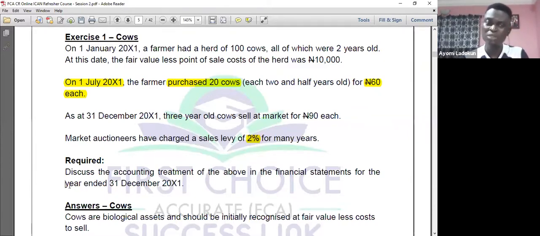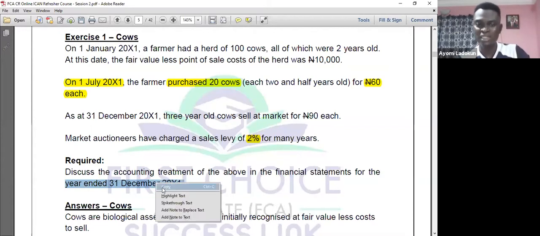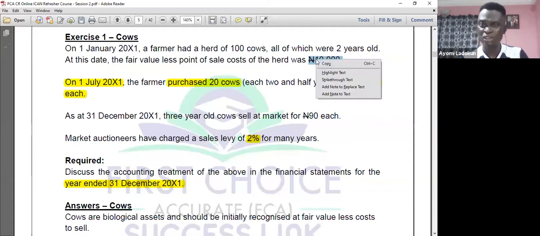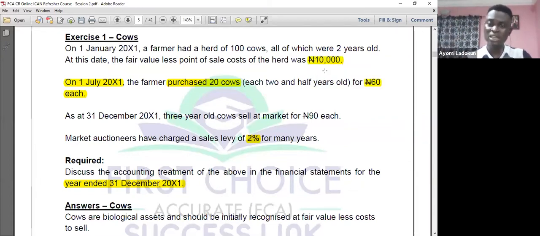But the examiner wanted me to calculate as at 31st December 20X1. So when I come to the end of the year, IAS 41 says you must revalue to fair value less cost to sell. So that means the cows I have at the beginning, can you remember, which is this 10,000? I have this 10,000 at the beginning. Then during the year, I purchased 20 cows, how much, which is 1,176. So the two of them, that's 11,176. That's the total for what I have at the beginning of the year and what I purchased during the year. I will now revalue to its fair value.